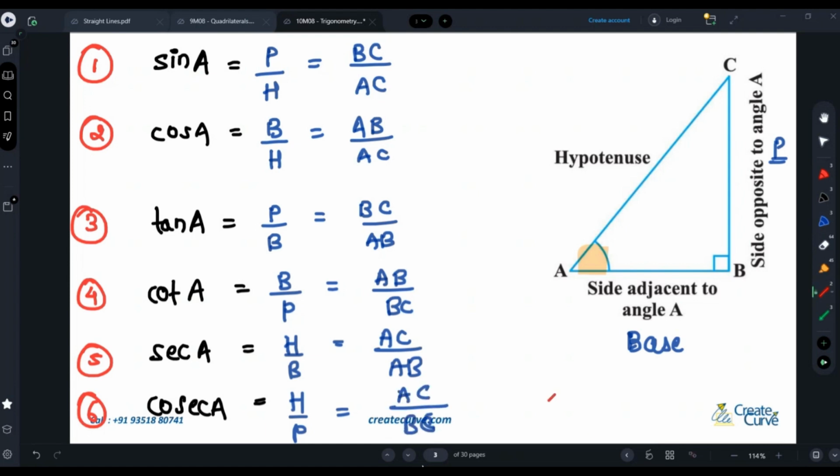If you want a tabular form, this is how we can simplify and write it for sine, cos, and tan. And the opposite goes for cot, sec, and cosec: perpendicular over hypotenuse, base over hypotenuse, and perpendicular over base. So if you remember this part, first is sine, second is cos, third is tan, and then the opposites go to cot, sec, and cosec. Remember three basic parts: sine, cos, and tan. The rest you can do easily.